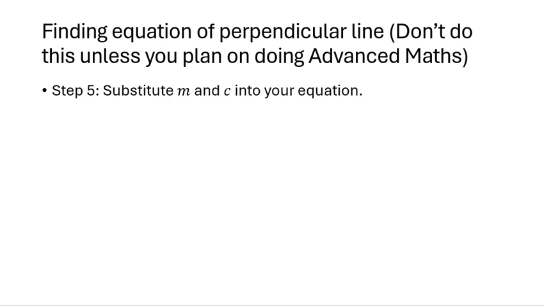Then step 5 says substitute m and c into your equation. Well, I've already found m. I can now just substitute c, plus -1. Just remember these signs can combine here, and that now turns into a minus. So your final formula should be y equals -1/2 x minus 1. Okay, just like that, and then you're done.